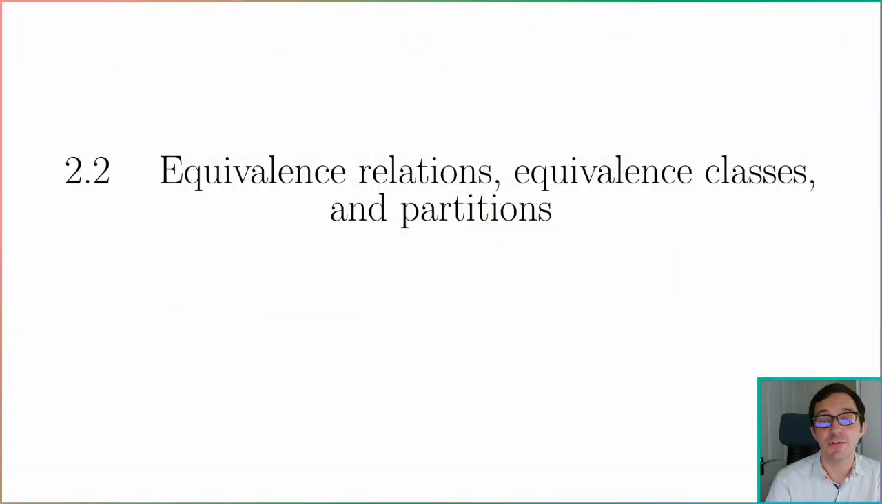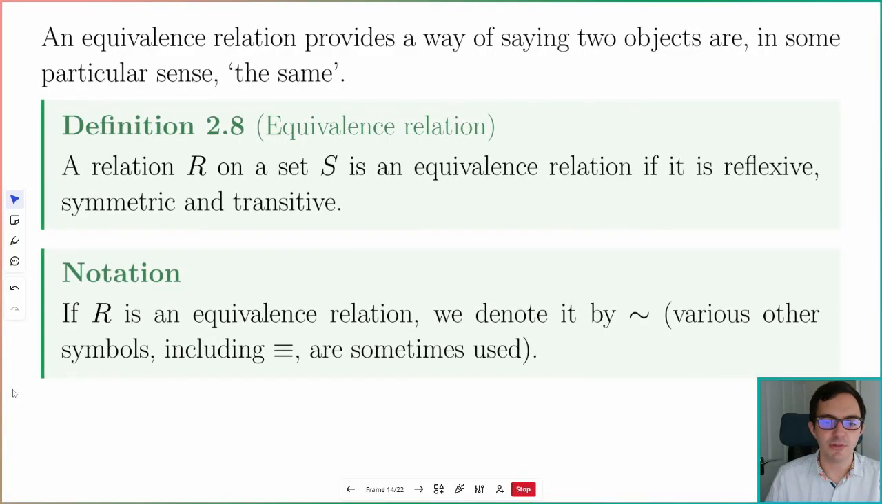Section 2.2 is all about equivalence relations and the corresponding ideas of equivalence classes and partitions. We saw an example at the end of the previous video where a relation turned out to have three nice properties. We said those are the properties that the equals sign has, and that is the definition of an equivalence relation. So an equivalence relation is trying to capture the idea that two objects in your set are the same. The definition is that the relation R on S is an equivalence relation if it's reflexive, symmetric, and transitive.